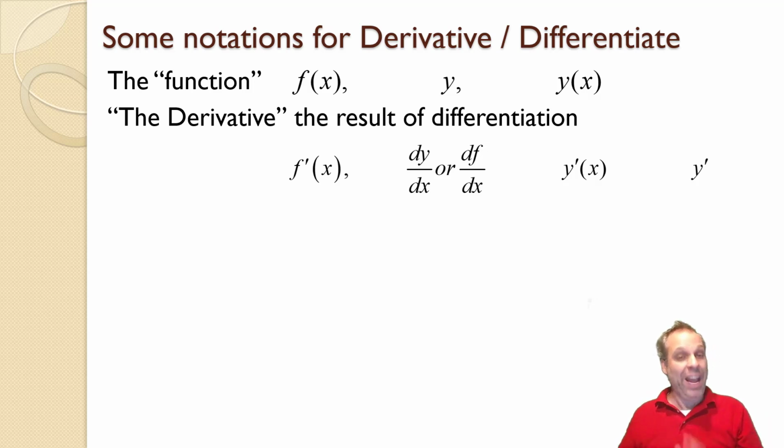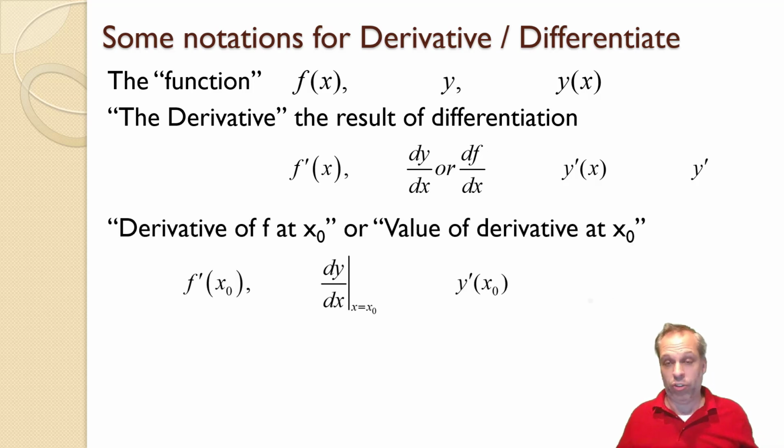These are all the actual function, the derivative of the function in terms of x. If we want to evaluate that derivative at a value, we then use these notations usually. It's f prime of x naught, that's a derivative at a single x value. dy dx or df dx, bar, that means evaluation, at x equals x naught. And the last one is y prime of x naught. All these cases are numbers. These all represent numbers. They're just the derivative at a single value.